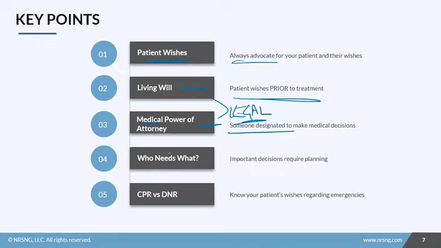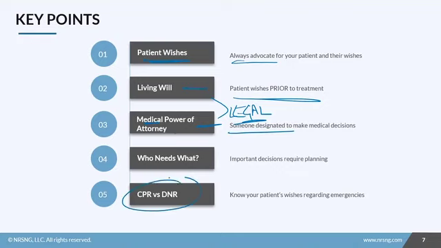So who needs what? Living wills are for patients that are healthy, or that want to make sure their wishes are known prior to something happening, whereas a medical power of attorney is for someone who at some point may not be able to voice their own medical requests or decisions. So, again, patients with dementia or cancer or some sort of chronic illness.